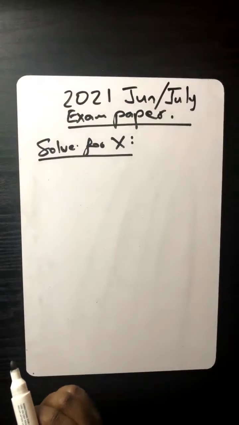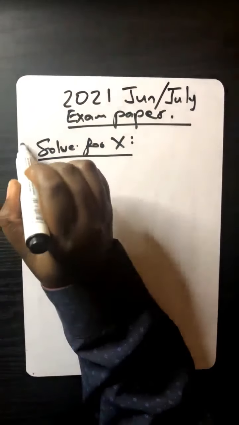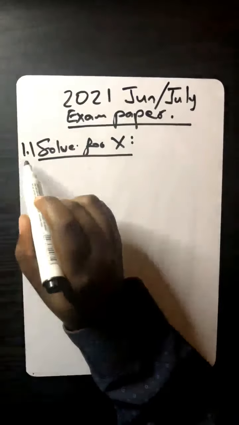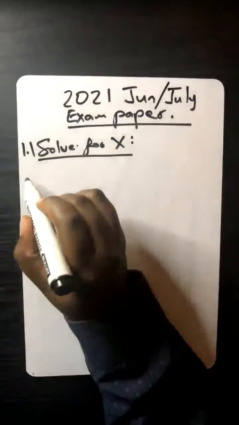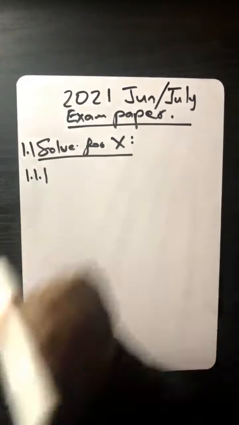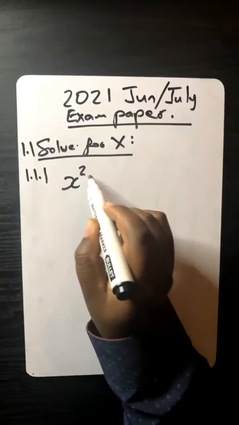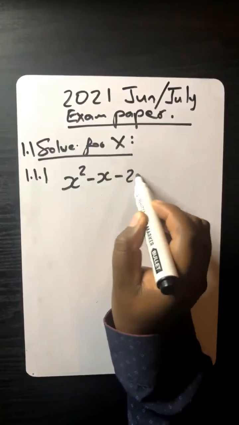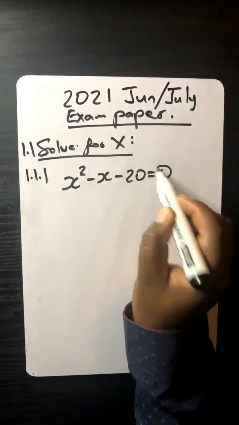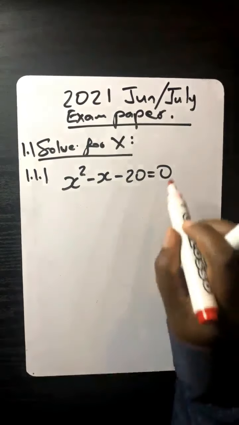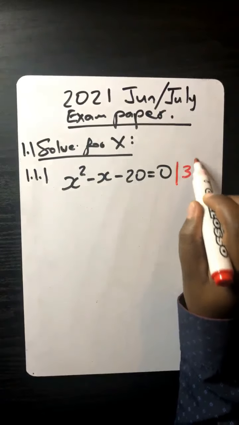So guys, remember, this is 1.1. Follow the numbering system, guys. If they say 1.1 solve for x, write 1.1. Then for the first question, you can write 1.1.1. So this is x squared minus x minus 20 equals 0. And this question is allocated 3 marks.